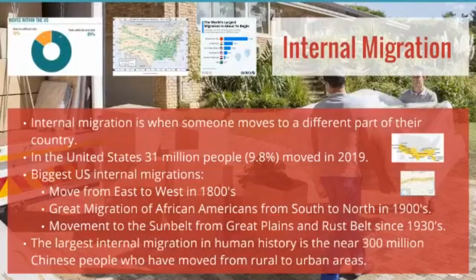And we've also seen a lot of movement to the Sun Belt from the Great Plains and Rust Belt. We had the Dust Bowl in the Great Plains, and then the Rust Belt has seen a loss of jobs. So more people have moved to that Sun Belt that's in the southern part of the United States. The largest internal migration in human history is in China, where people have moved from rural to urban areas. And that's 300 million people who have moved from rural to urban areas in China.